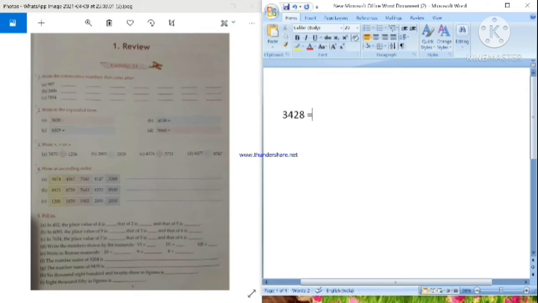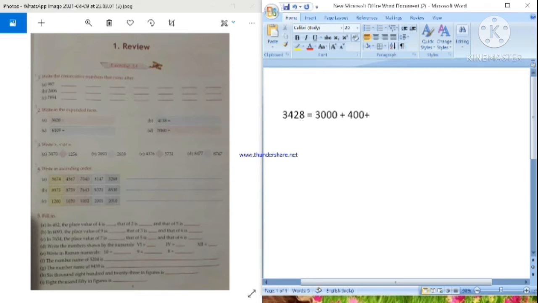In expanded form we know that to write it we check the place values, like 3. Okay, so 3 is there, and after 3 how many digits are there? 3 digits are there, so we will write 3 zeros after 3, then the plus sign will come. After that the next digit is 4, and after 4 how many digits are there? 2 digits are there, so we will write 2 zeros.